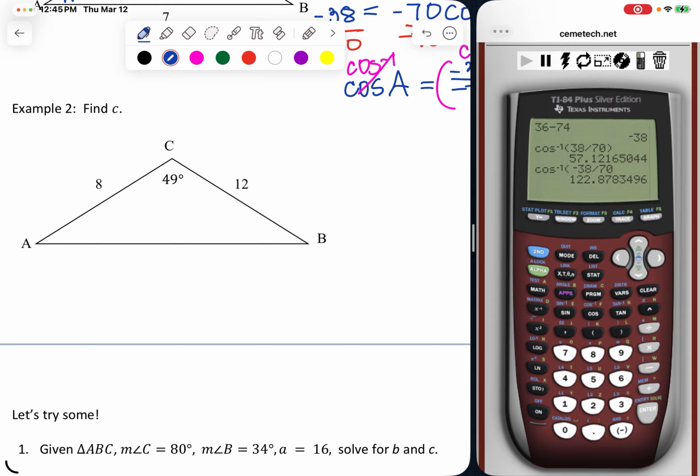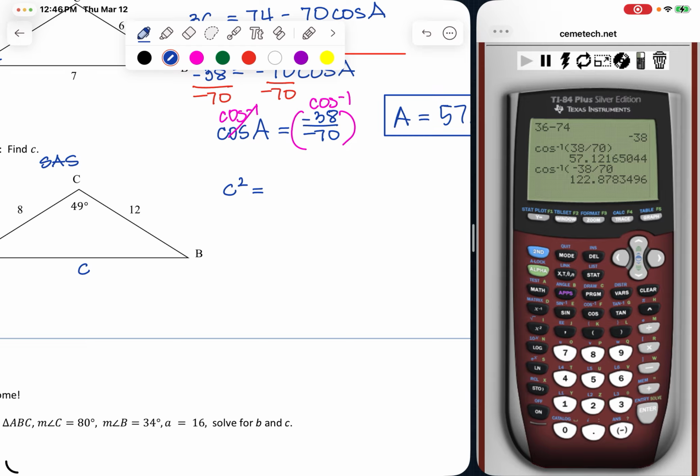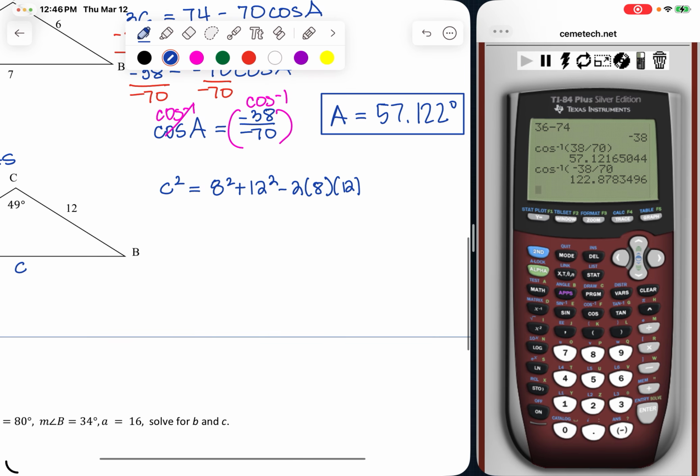All right, so for this one right here, first we have to know what we have. So we have side angle side. So we are using the law of cosines. The law of cosines always starts with the side squared. And I forgot to mention, where's my variable, right? Because I need to know where my variable is. I'm looking for side C. So if I'm looking for side C, I'm starting with C squared, right? Equals 8 squared plus 12 squared minus 2 times 8 times 12 times the cosine of 49 degrees.